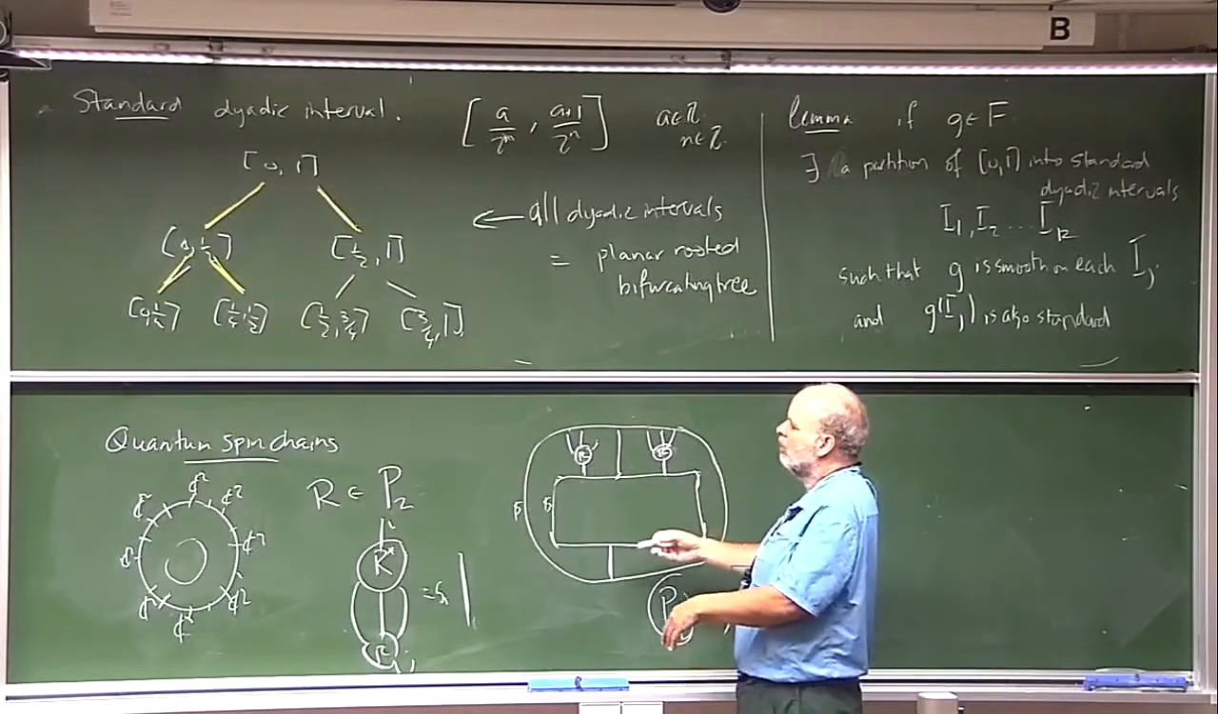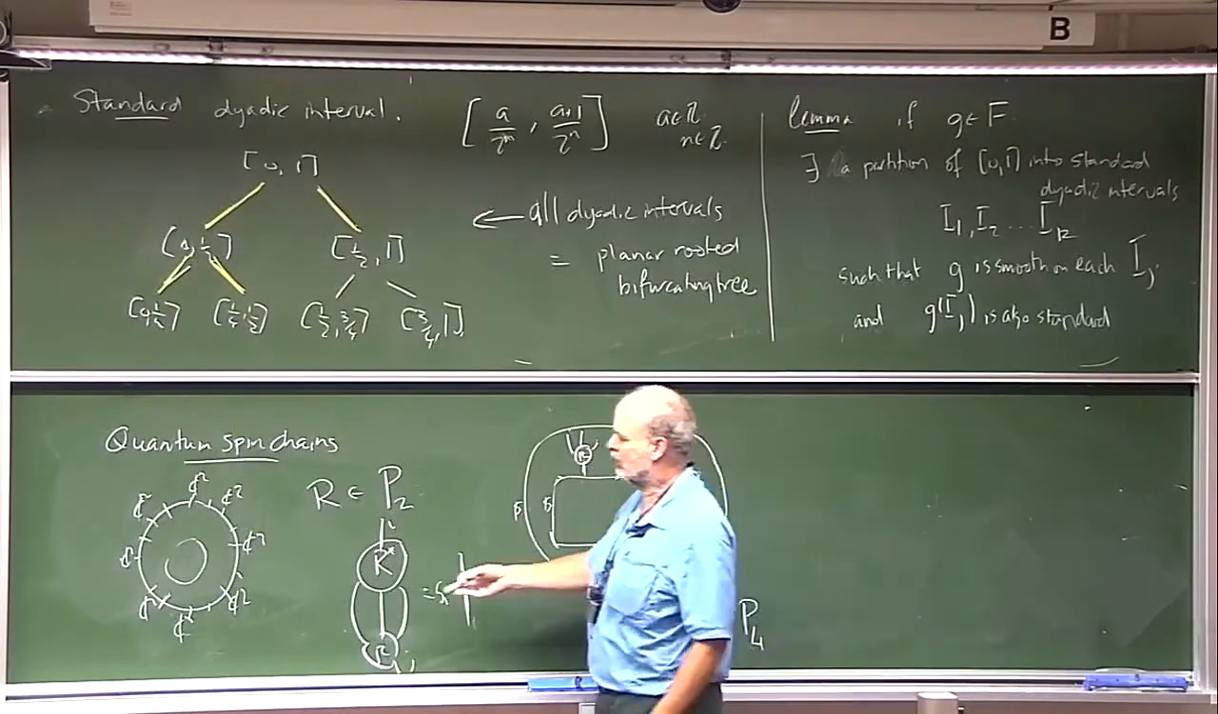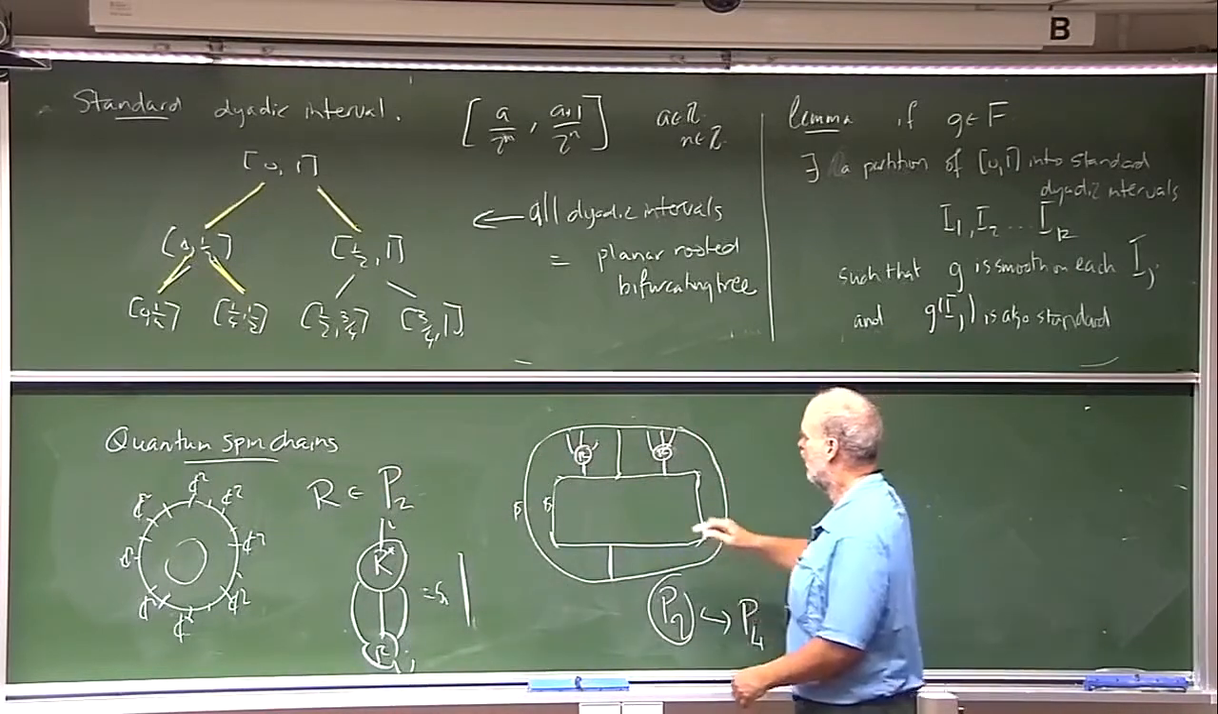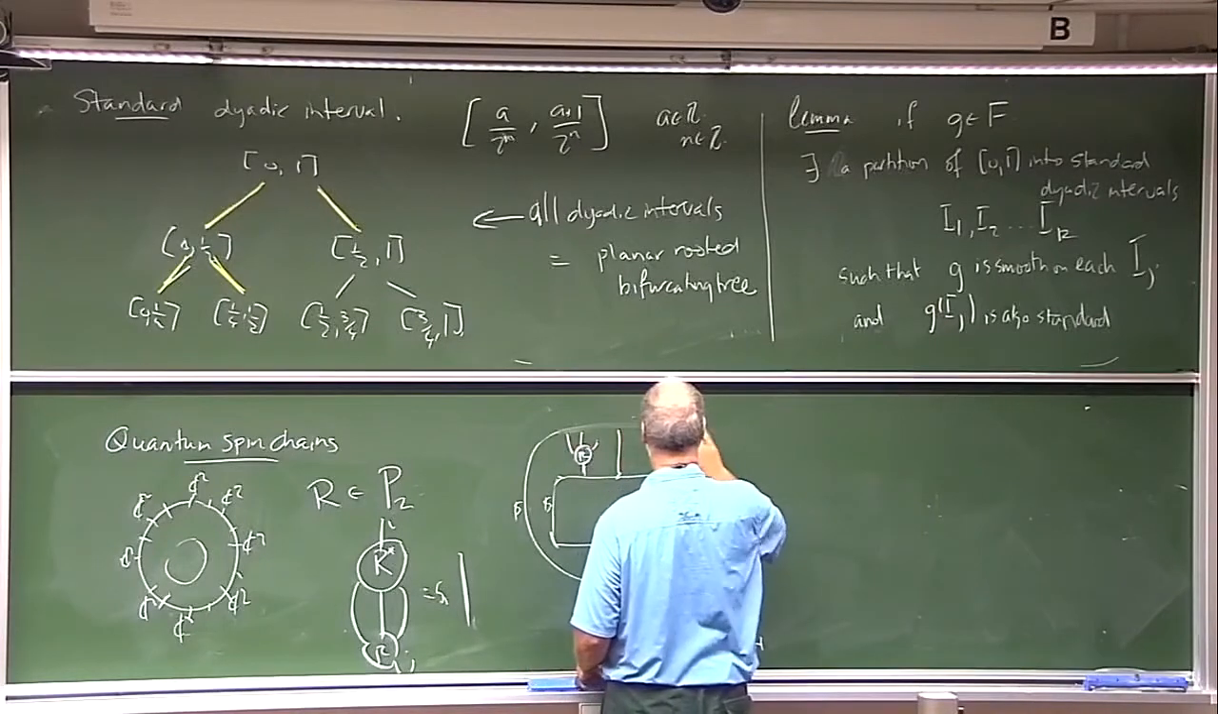Now, I'm sort of reversing the procedure. I'm wanting to construct the Hilbert space in the limit. So I'm going to go from P2 to P4. Then if I want to add more spins, I will do the following thing.